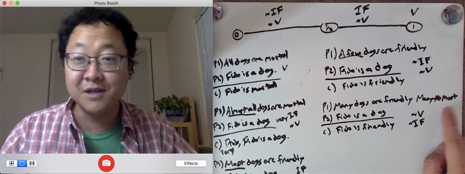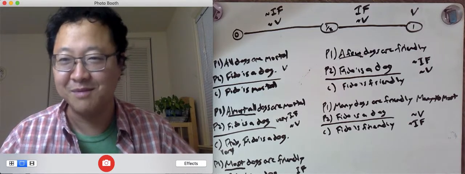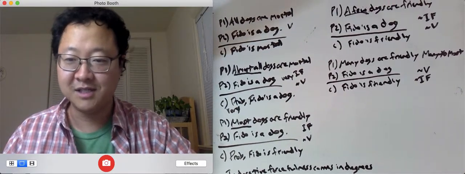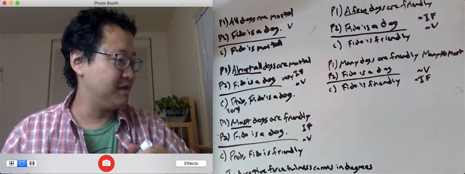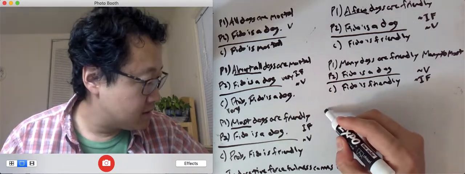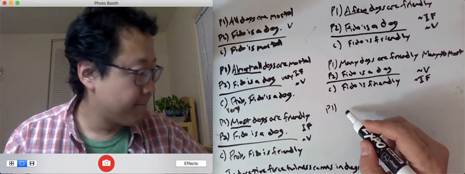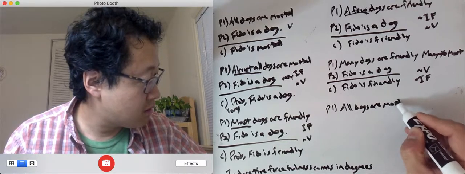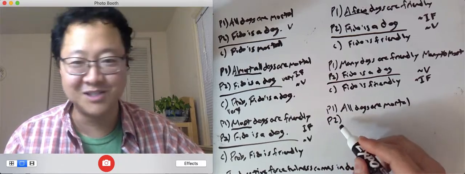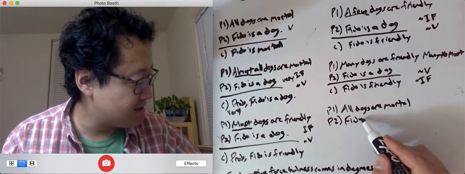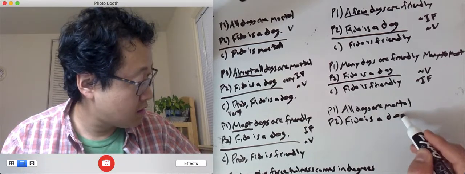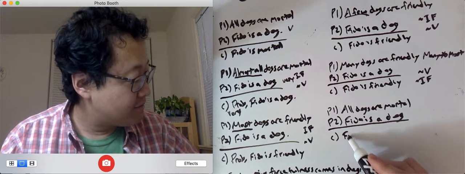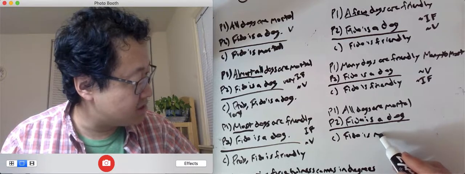Okay, this is relevant to the homework that you did, so we'll talk more about it in the Zoom session. Okay, one last example, and it'll go like this. P1. Let's go back to all dogs are mortal. I keep wanting to say Socrates is a dog, but I'll put Fido is a dog. Conclude, Fido is not mortal.